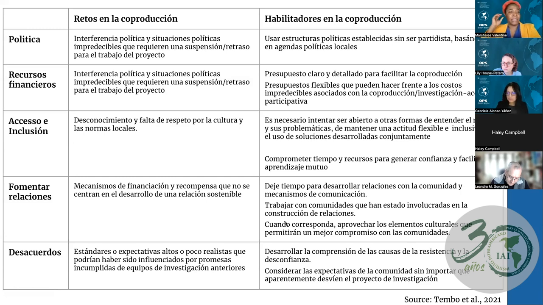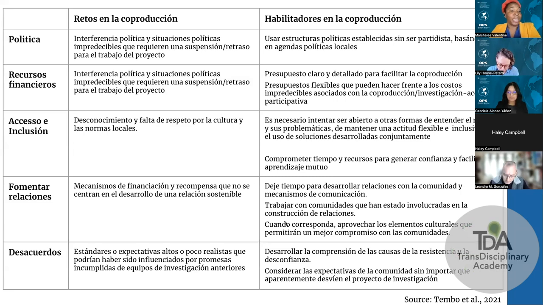We'll realize that where politics is concerned, there can be political interference and unpredictable political situations delaying the project work. However, on the other end, you can use the political structure to build on local political agendas once that knowledge is found.